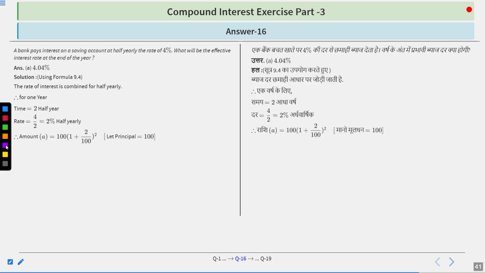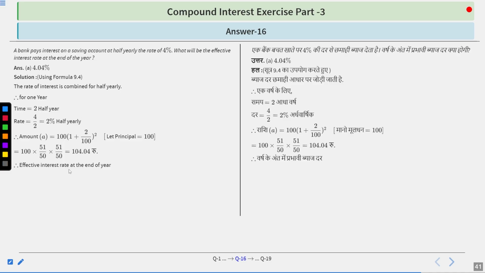So amount is going to be 100 into 1 plus 2 upon 100 power 2, because we have assumed our principal to be 100. Therefore, 100 into 51 upon 50 into 51 upon 50, that is equal to rupees 104.04.